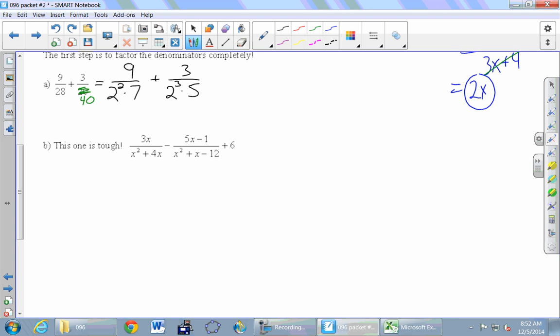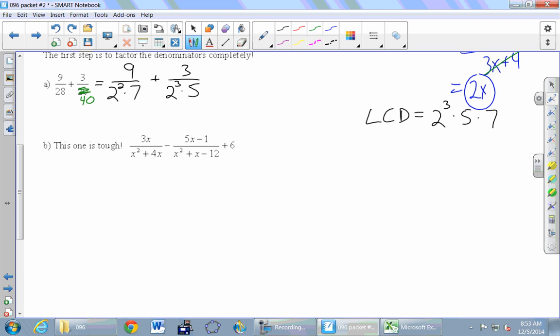Do I have a 5 already in my denominator? No. So I think I've got my common denominator here. I need a 2 cubed and a 7 and a 5. So you have 2 squared. We do. We're going to use the 2 squareds, but we need a little bit more than that. So I think what we figured out is that the LCD is 2 cubed times 5 times 7.